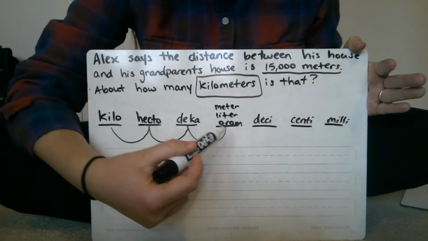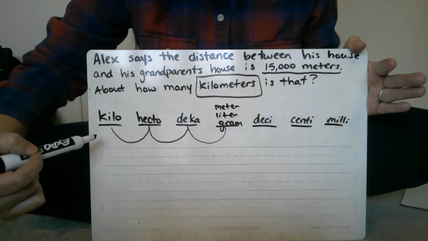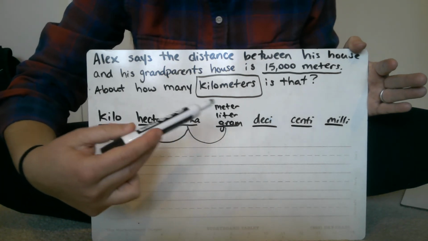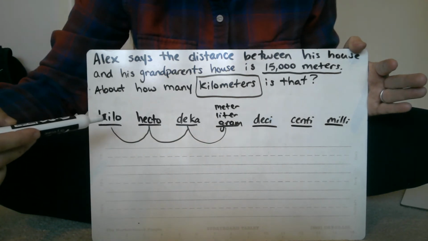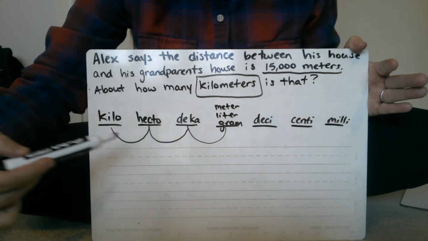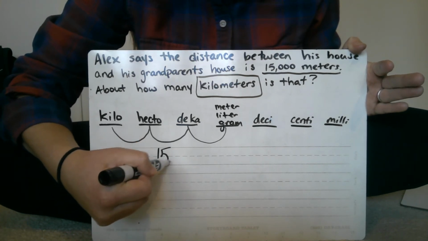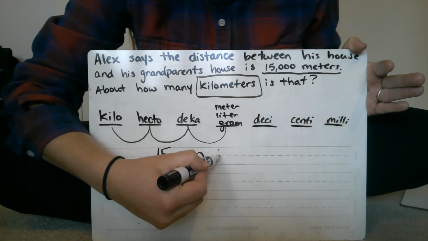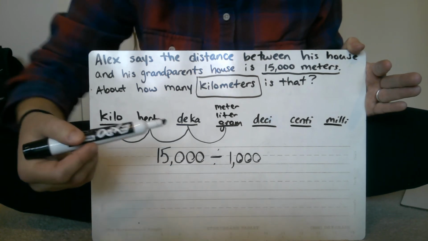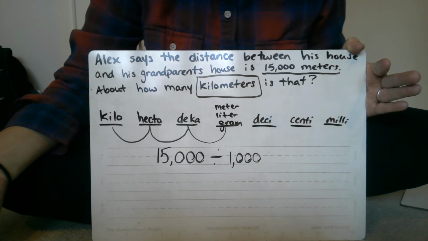Now remember, when we go from small to big, we're going to divide because we need less kilometers than we do meters. We need a lot of meters in order to equal a smaller amount of kilometers. So again, I'm going from small to big, so I divide. This problem is going to be 15,000 divided by 1,000.